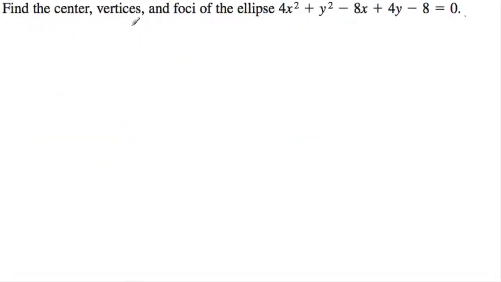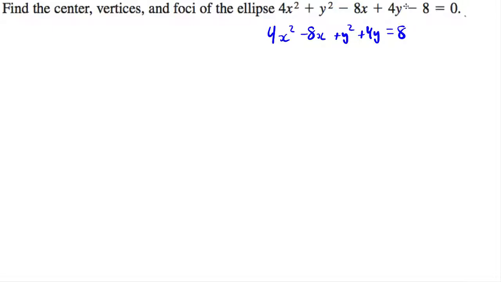All right, next up we want to find the center, vertices, and foci of this ellipse. If you remember from before when we had our circle, we needed to complete the square for both of these. So I'm going to combine all my terms together. I'm going to turn this into 4x squared minus 8x plus y squared plus 4y equals 8. I just added that 8 onto the other side.